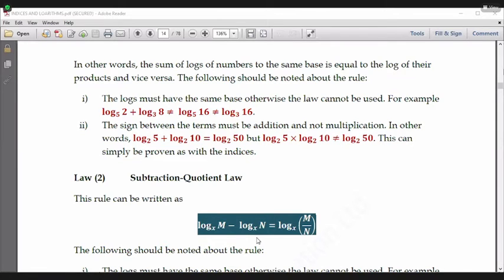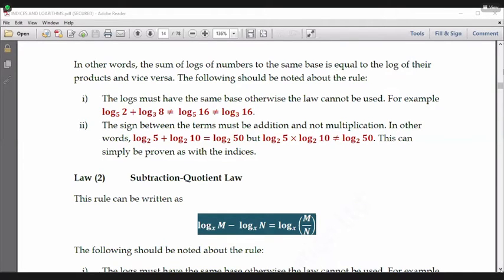Those with a calculator? 0.6021. Yes. So we are saying the left-hand side is the same as the right-hand side. That's true? Yes. Because log of 8 minus log of 2 is 0.6021. 8 divided by 2 is 4, so log of 4 is also 0.6021, isn't it? Yes. So the law is true, and under what condition?